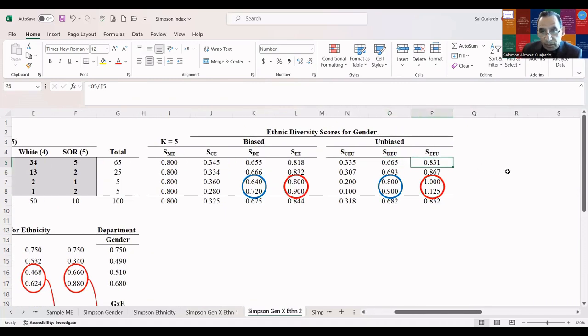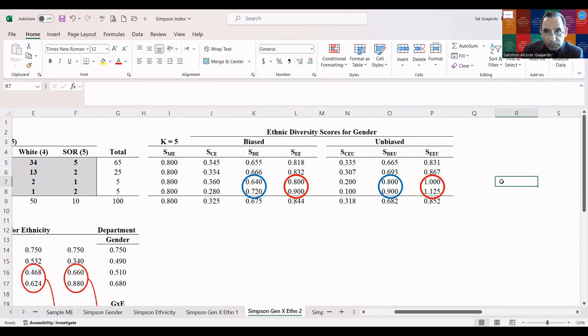To calculate the unbiased standardized score, it is going to be 0.665, divide that by 0.80. That's going to give me 0.83. So that's 83%. The department obtained 83% of the maximum possible score of 0.80 when the unbiased formula is used.